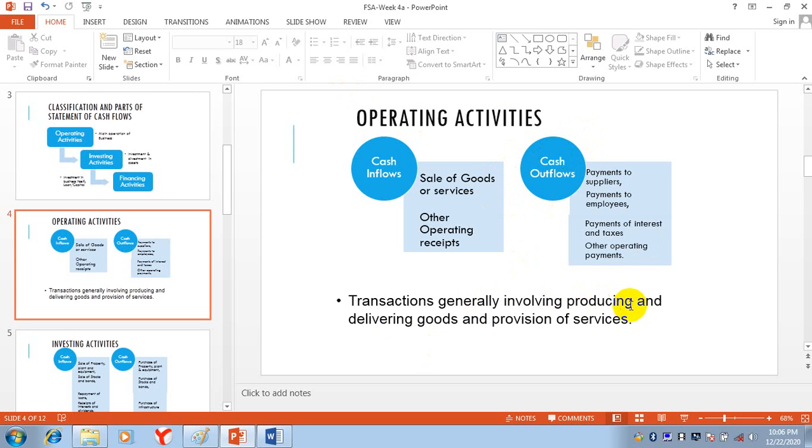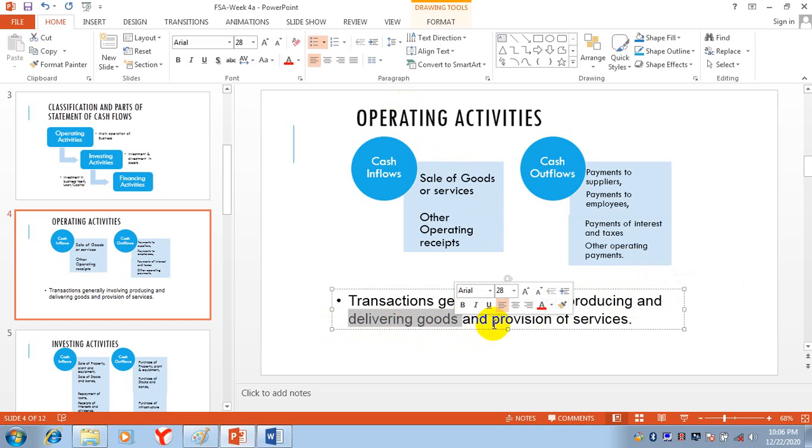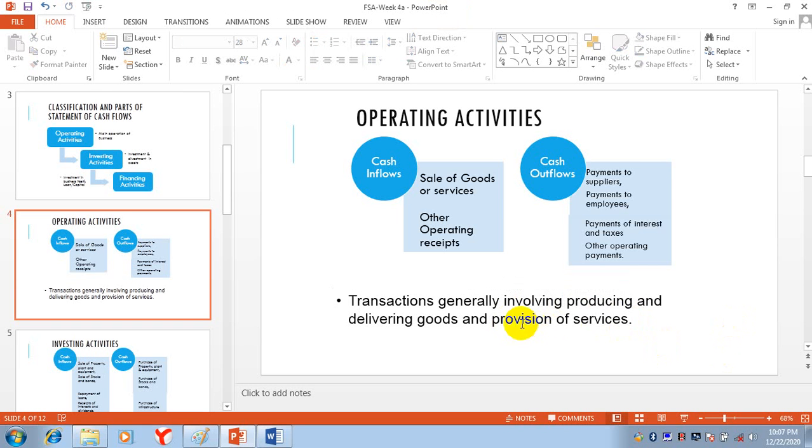Transactions generally involve producing and delivering goods and provision of services. So what does operating activities include? Producing something, that is manufacturing, and delivering goods, that is a trading business, and provision of services, like Salam University providing services to anyone. That will come in operating activity.